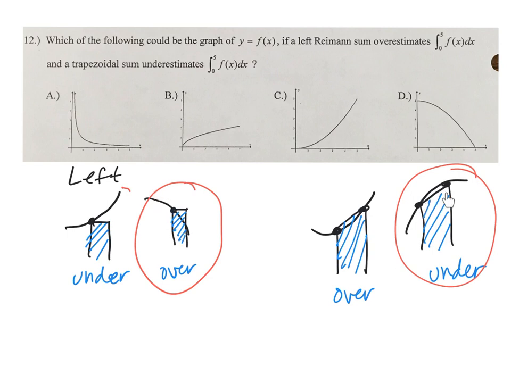decreasing and concave down. So A is decreasing, but it's concave up, so it's not A. B is increasing, so we need a decreasing function. C is increasing, so it looks like it's going to be D. When you look at D, it is both decreasing and it's concave down. So that is our answer choice.